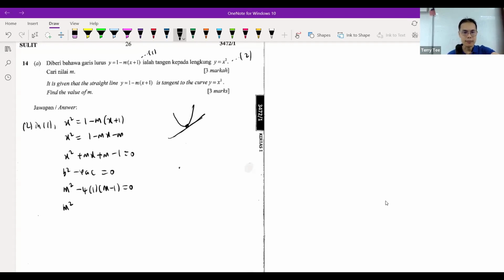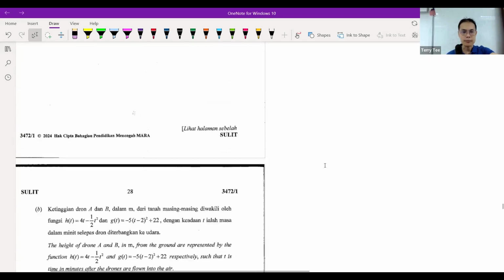So let's simplify further. m squared minus 4m plus 4. Let it be 0. Factorize. This is in the form of a squared plus 2ab plus b squared. So when you factorize, you get a plus b bracket squared. So in this case, m minus 2 bracket squared. So there's only one answer for m. m is just 2. All right, so this is part A. So move to part B.